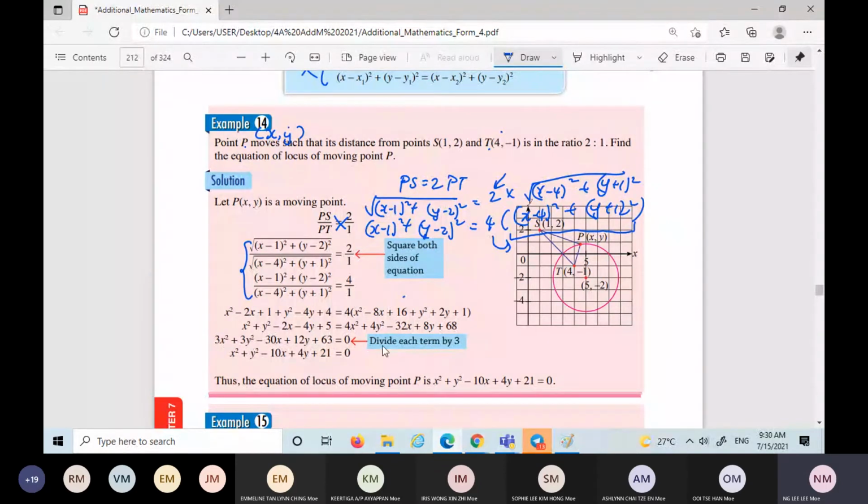In this case, every one of the terms can divide by 3, so you got to divide by 3. If you write this as a final answer, you cannot get the last mark, because the final answer must always be in the simplest form. So remember to rearrange: x squared first, y squared, the term in x, the term in y, and then the number, and the right hand side equals 0.